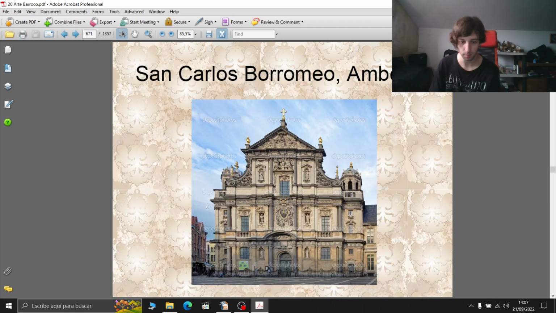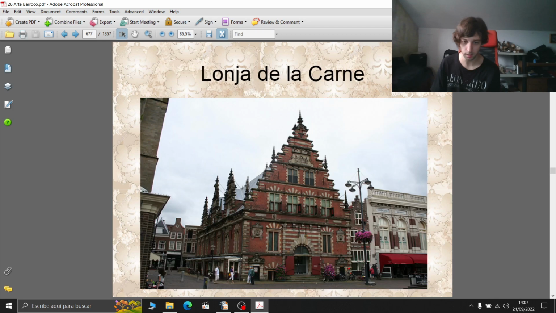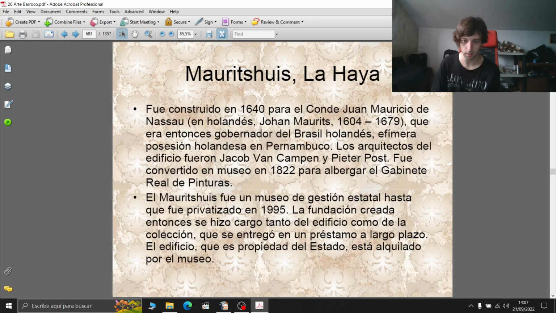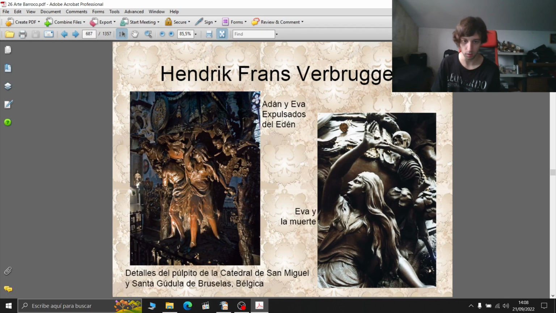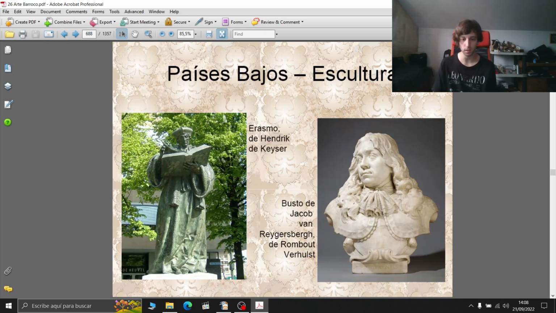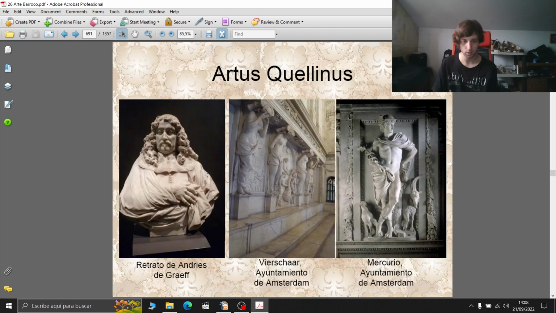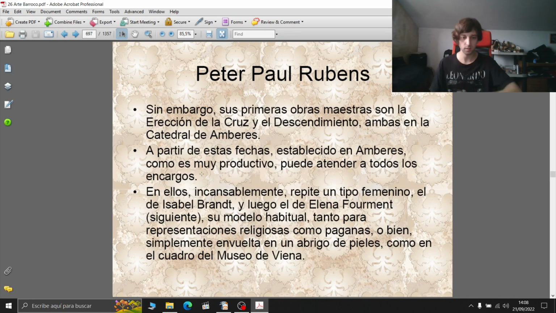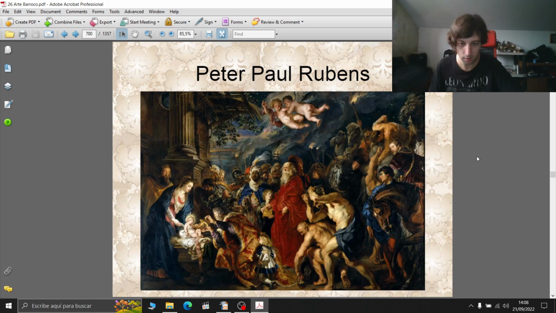So City Hall of Antwerp, Amsterdam, Leiden, meat markets, La Haye. Now sculptures, François Duquesnoy, Hendrik Frans Verbruggen, Rombaut Verhulst, Artus Quellinus, now painting. Rubens. Here are many examples of the painting of Rubens.